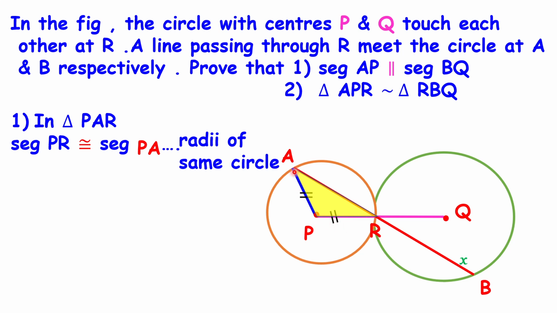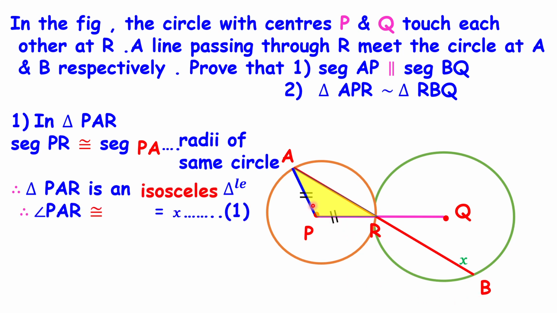Therefore, PR is congruent to PA. Therefore, this triangle has two congruent sides. We know that if a triangle has two congruent sides, then the triangle is an isosceles triangle. We know that the base angles of an isosceles triangle are congruent to each other. Here PA and PR, these two sides are congruent. Therefore AR is the base. Therefore angle PAR is congruent to angle PRA. But segment PQ and segment AB intersect each other at point R.